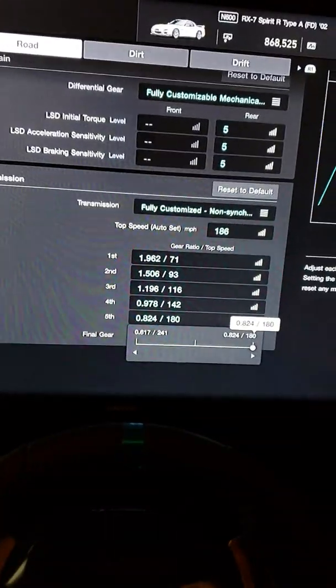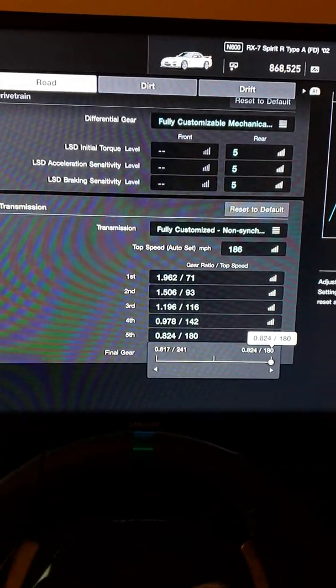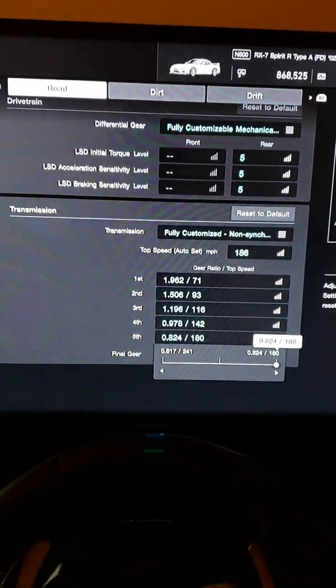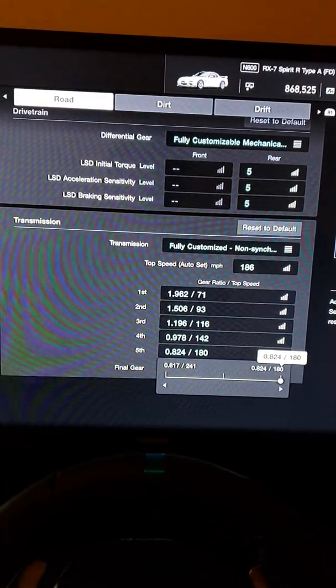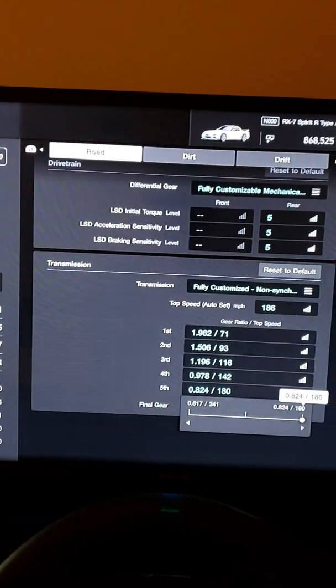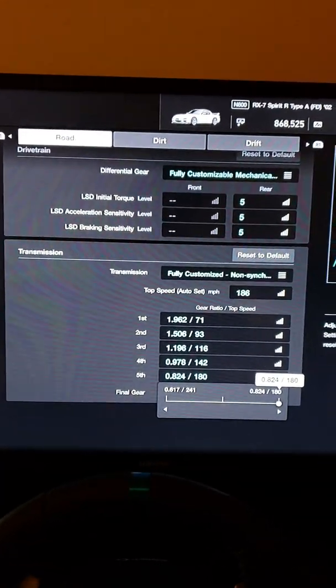So progressively shorter gearing to compensate for grip relative to vehicle speed and acceleration. Because the faster you go, the harder and harder it is to accelerate smaller and smaller amounts. So this way you compensate for that, and you have nice even acceleration throughout the entire gearbox.